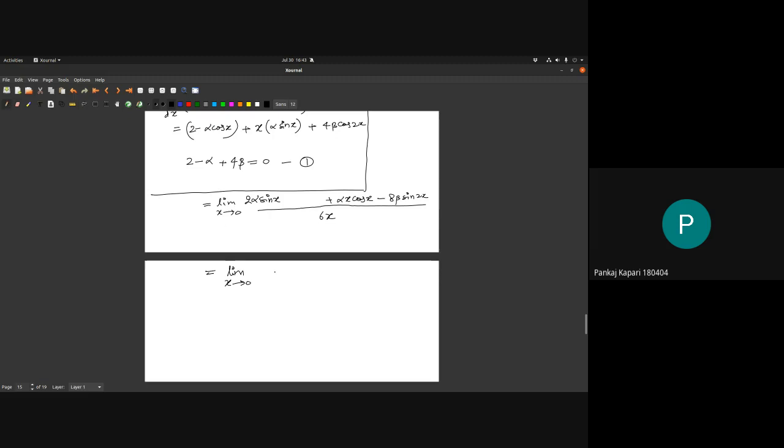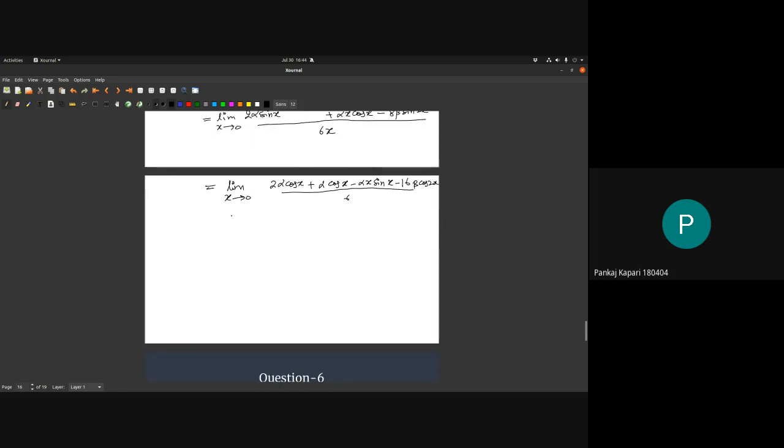What do you get after you differentiate the numerator? You get 2 alpha cos x plus, now apply the product rule to differentiate alpha x cos x. You get alpha cos x plus alpha x sin x, because the derivative of cos x is minus sin x. And again differentiate the last term, and you get 16 beta cos 2x, and divide by 6.